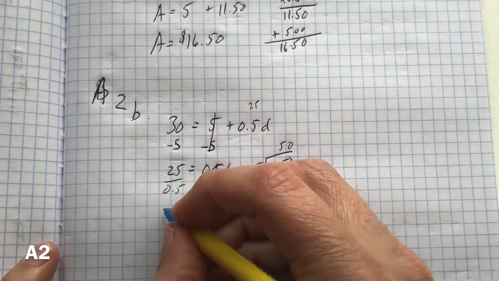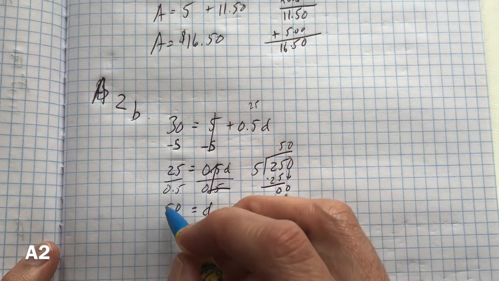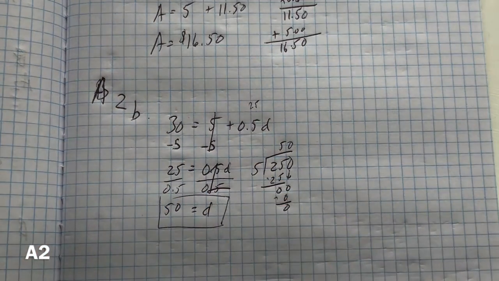So it's going to be D is equal to 50. Just what we saw. The distance is going to be 50 kilometers to get $30.